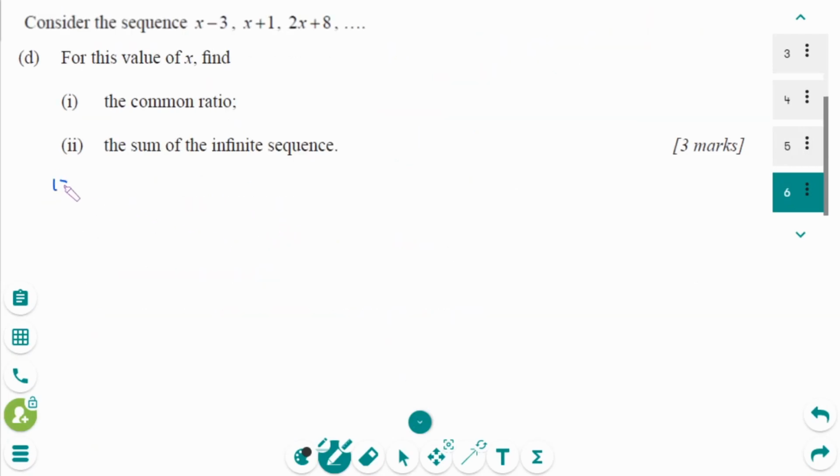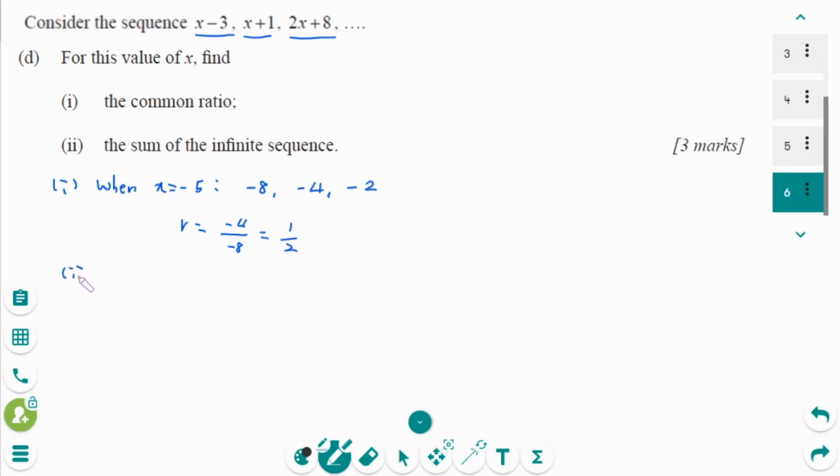Number D1. When x equals minus 5, x minus 3 equals minus 8, x plus 1 equals minus 4, 2x plus 8 equals minus 2. So r equals minus 4 over minus 8, which is 1 over 2.